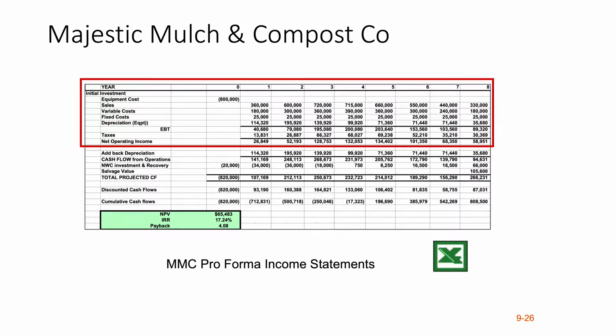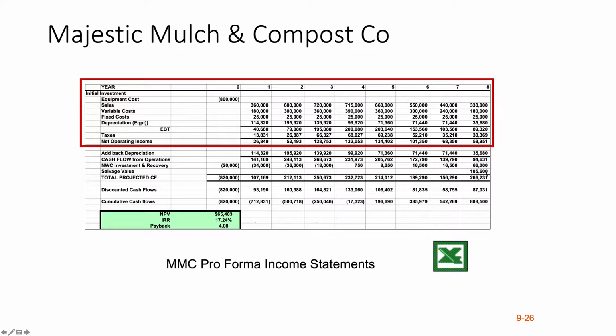So here, in this portion, you have the net operating income. In the next portion, you need to add back depreciation to achieve the cash flow from operations, CFO, right? And adjust for net working capital, and adjust for salvage value at the very end. See that? Salvage value 105,600. This is the after-tax salvage value.